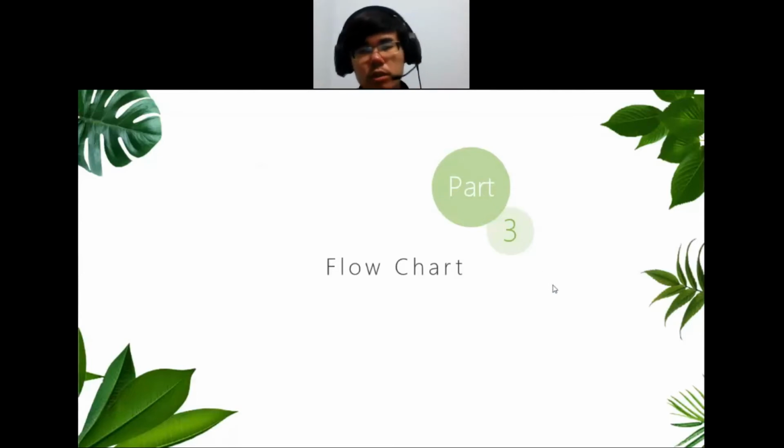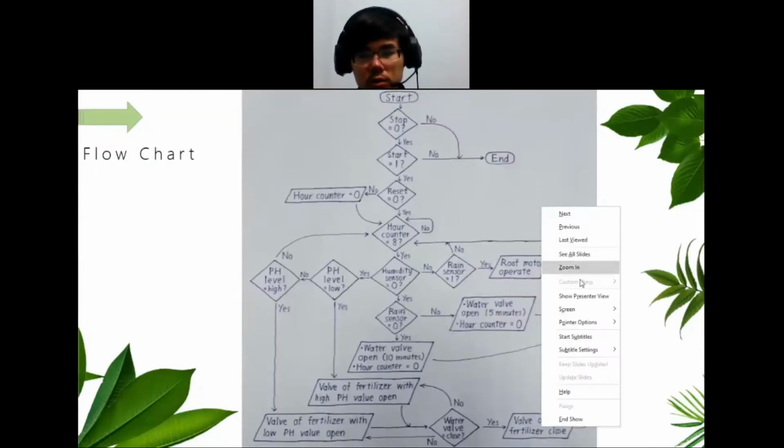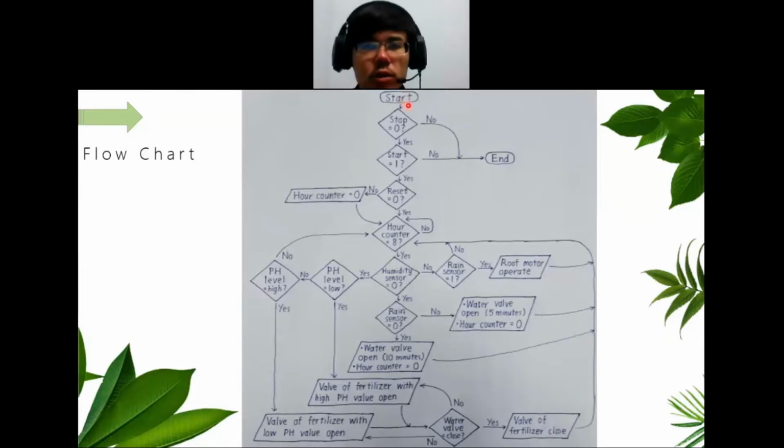My name is Yan Tang. Now I will continue to explain the flowchart. First, when the start button is pressed and the stop button is equal to 0, which means it is at the initial condition, the hour counter will count 8 times. Each time is equal to 1 hour.